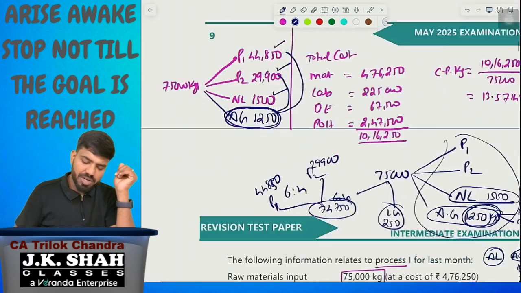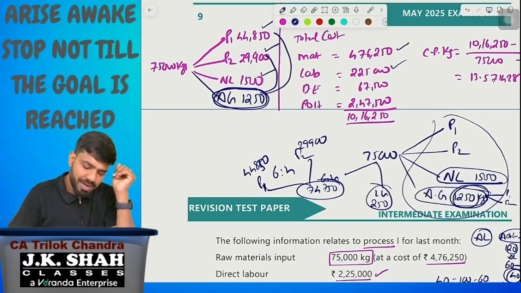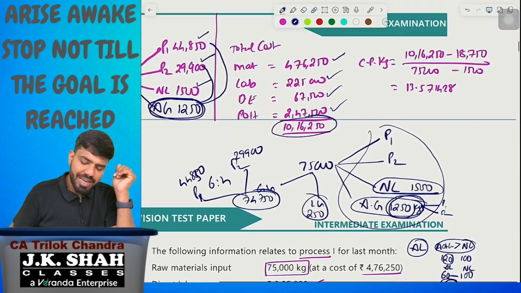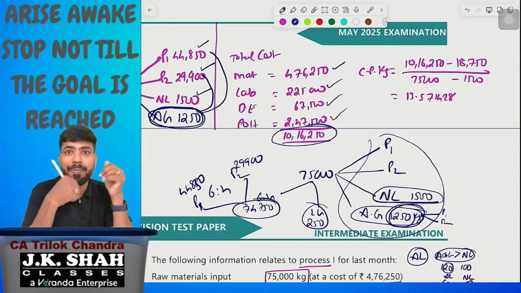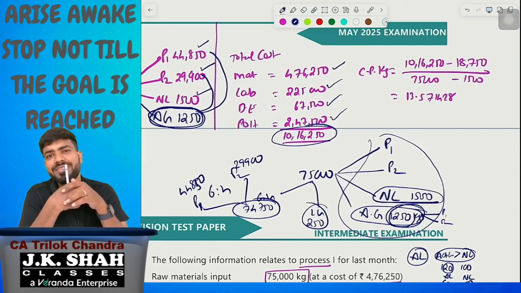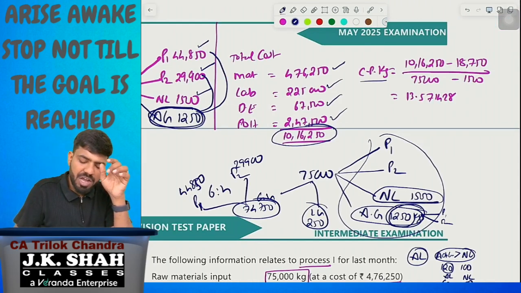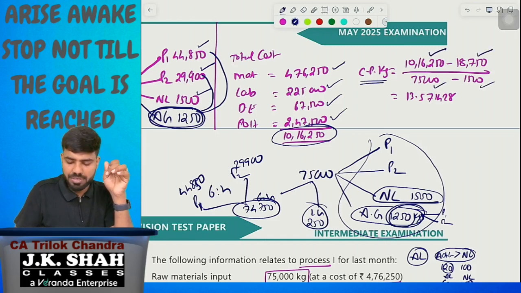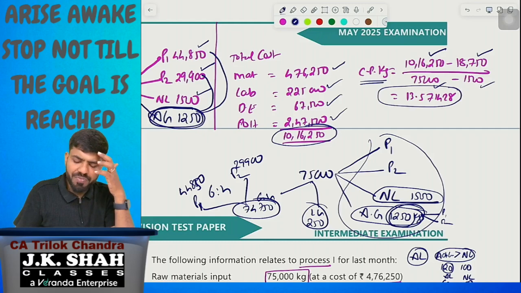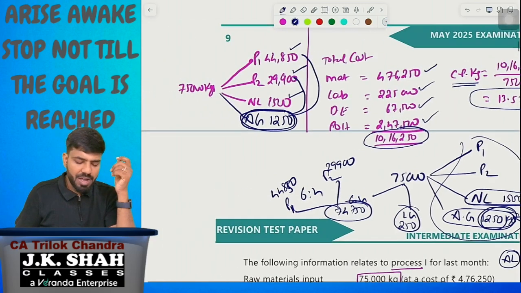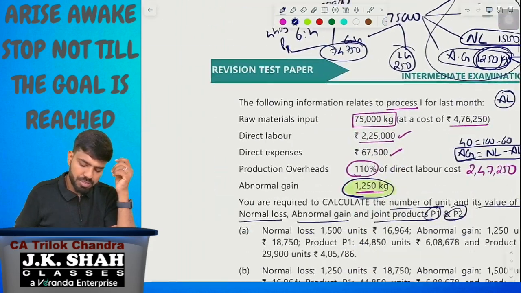How to calculate cost? Look here. Material, labor, direct expenses, overhead. Total it comes to 10,16,250. And again, we are taking the formula. Here there is a scrap income. Whenever there is a normal loss scrap income, this is how we need to calculate cost. Cost per kg equals total cost minus normal loss scrap income, divided by total input minus normal loss. So how much does it come to? 13.571428. Accordingly, we are calculating the cost.